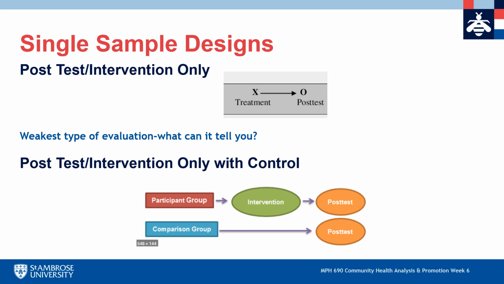A way to strengthen it a little bit is adding a comparison group. If you go into a community and they've received an intervention, but a community 30 miles away, a similar type of community, hasn't received this intervention, doing a post-test for both of those communities around the key indicators you want to look at can strengthen your evaluation results.